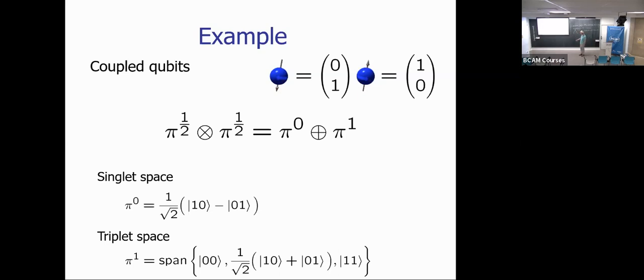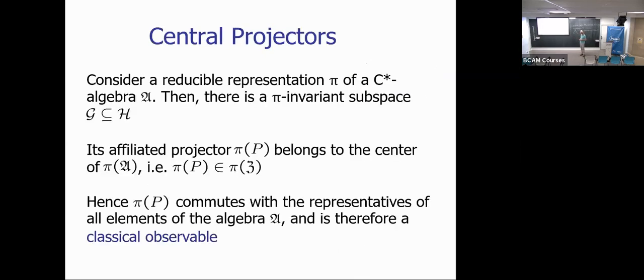So you have to compute the trace of the corresponding projector and marginalize that, of course. So here we clearly have an example for a reducible representation, but we are also interested in irreducible representations. But let us stick with reducible representations for the next time. Let us consider such a reducible representation of a C-star algebra. And then, of course, we know there should be a subspace that is invariant under the representatives of the algebra. So there should be an invariant subspace.